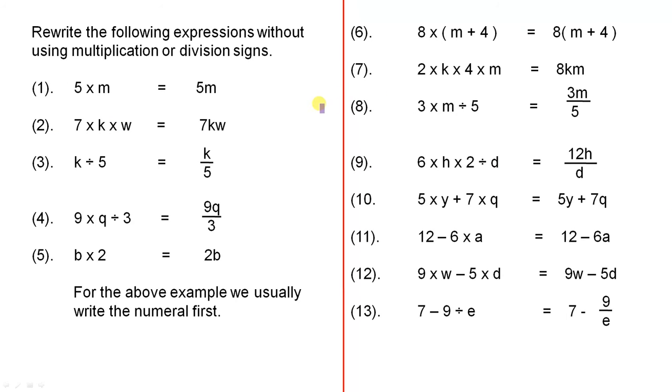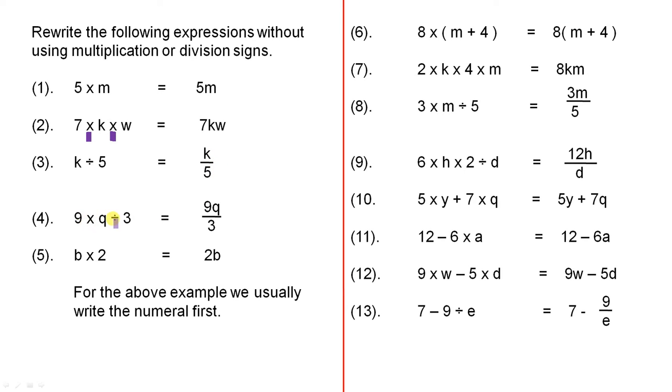So here are some simple exercises. Rewrite the following expressions without using multiplication or division signs. So 5 multiplied by m is 5m. 7 multiplied by k multiplied by w equals 7kw. When you see those there, they are the multiplication sign. They're not actually x. They stand for the multiplication sign. So that's why it's 7kw. K divided by 5 is k over 5. You can write it in the form of a fraction.